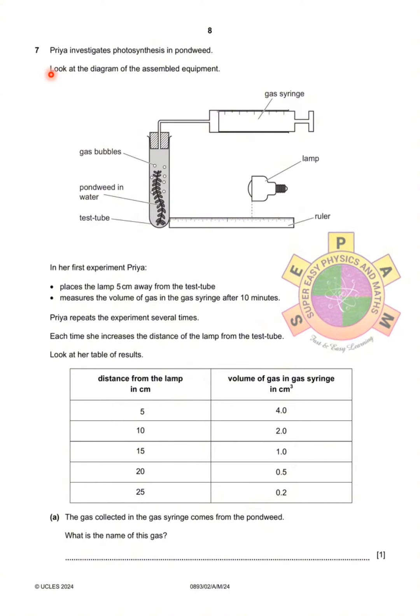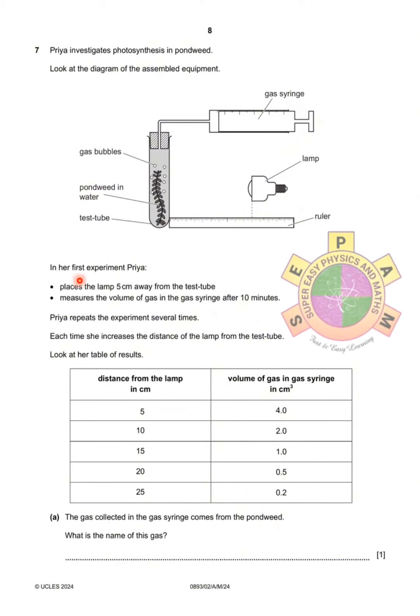Question 7. Priya investigates photosynthesis in pondweed. Look at the diagram of the assembled equipment. You have the syringe, the test tube, then the weed inside with pond water. Then the light to test how photosynthesis is affected by exposure to light. Then you have the meter rule to measure the distance of the light.